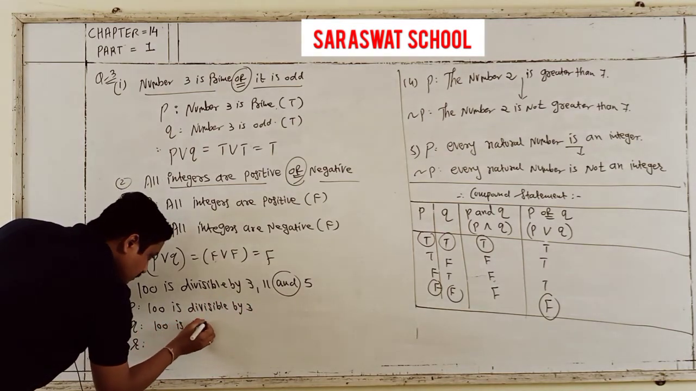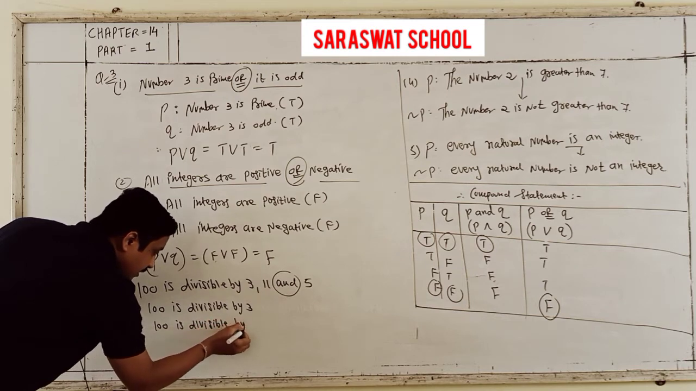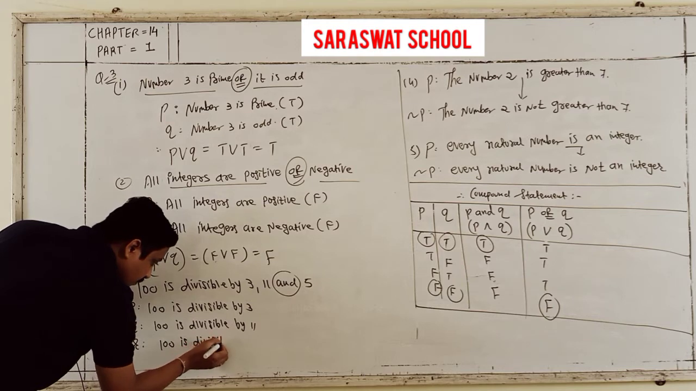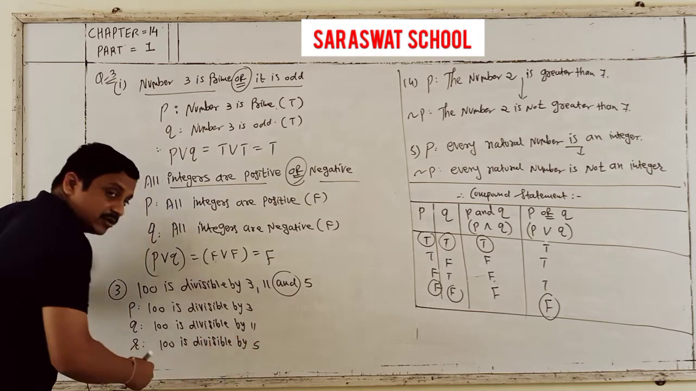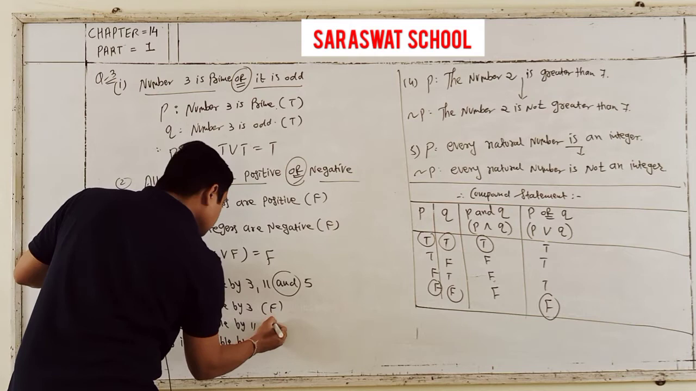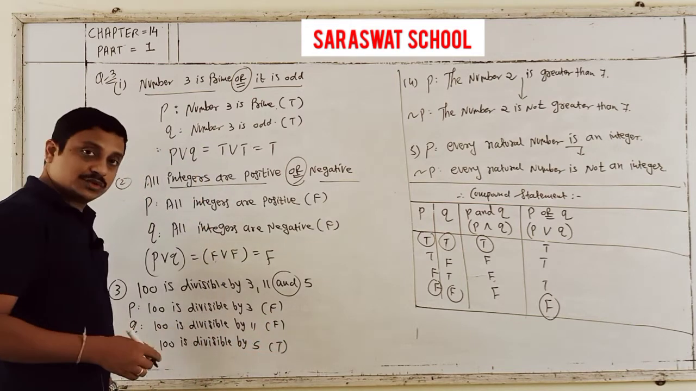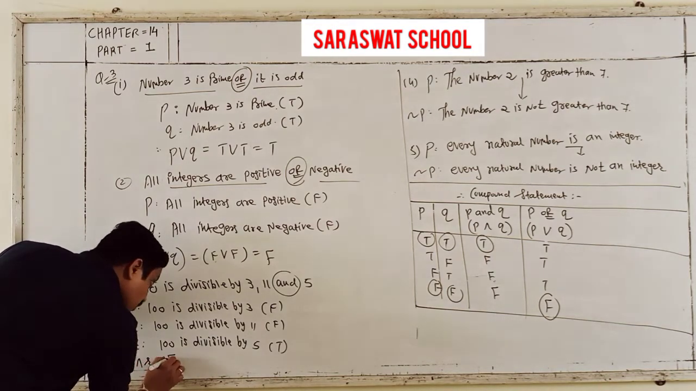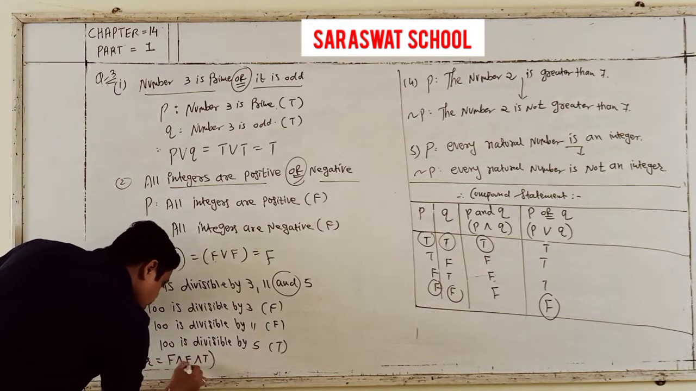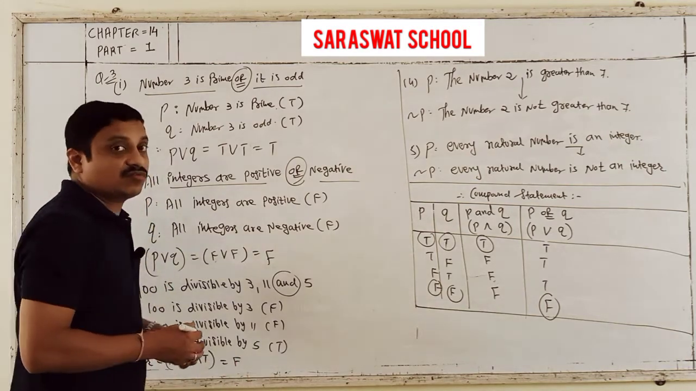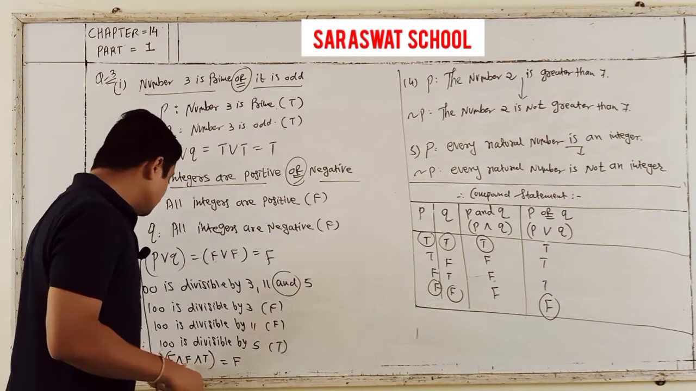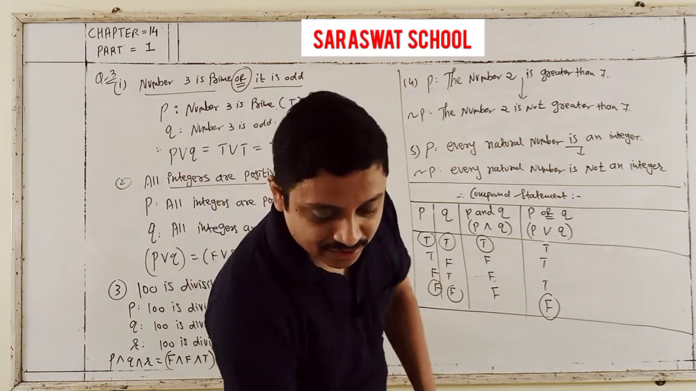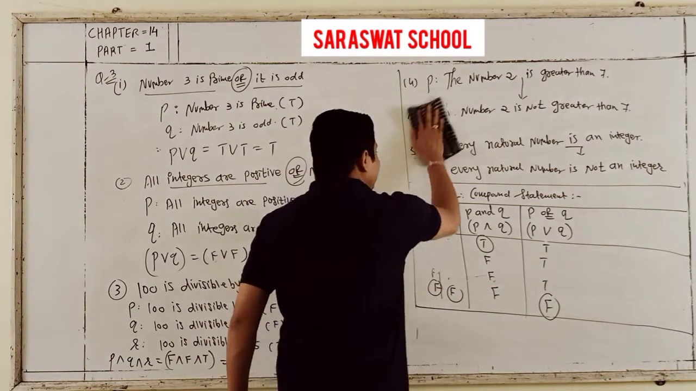100 is divisible by 11, and 100 is divisible by 5. This is not divisible, false, but that is true. But I want P conjunction Q conjunction R. So false conjunction true. Overall my answer is false, because there is no chance of applying false into false. My answer is false. Here students, this is over for this exercise.